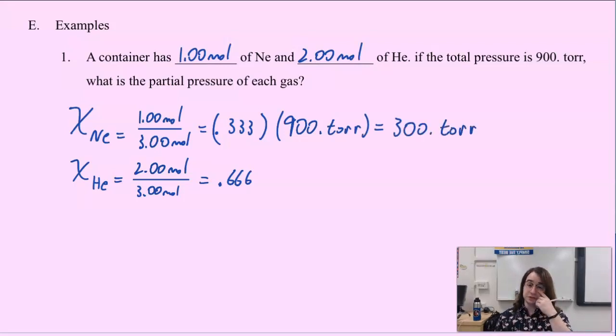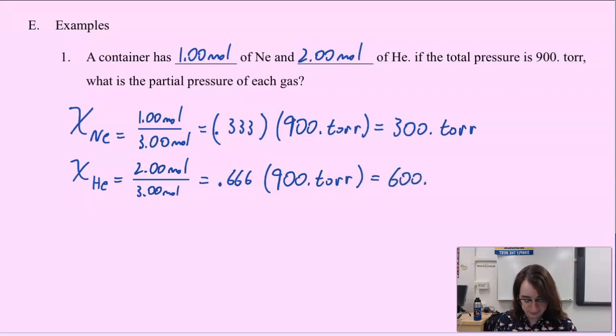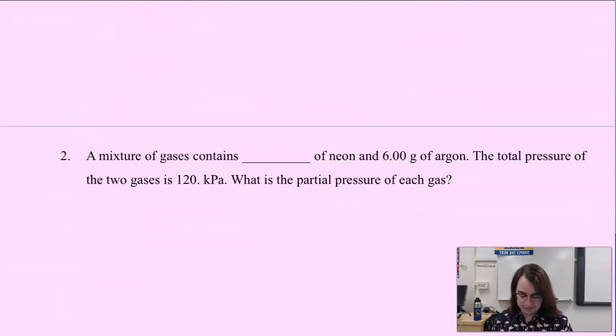And you have 2 choices here. You could either take the 300 torr and subtract it from the 900 torr to find the other one, or you could just do the same thing. Because remember, these are like percentages. We are looking for pieces of a whole, so they have to all add up to the total. And it's really just as easy as that. That's how you use mole fraction. The partial moles are divided by the total moles, and you multiply that by the total pressure. As easy as that. Let's look at another one.